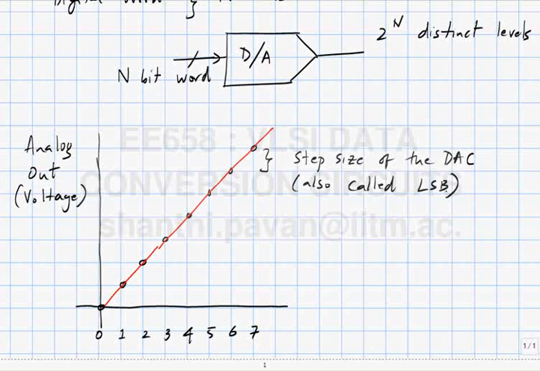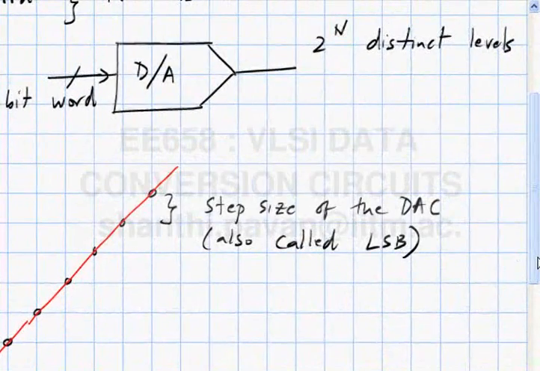So when you say the LSB of the DAC is, whatever, 1 millivolt, what it means is that the change in the analog output for one LSB change in the digital input code is, whatever, 1 millivolt. Does it make sense? Okay, so this is what you would like to have in principle.